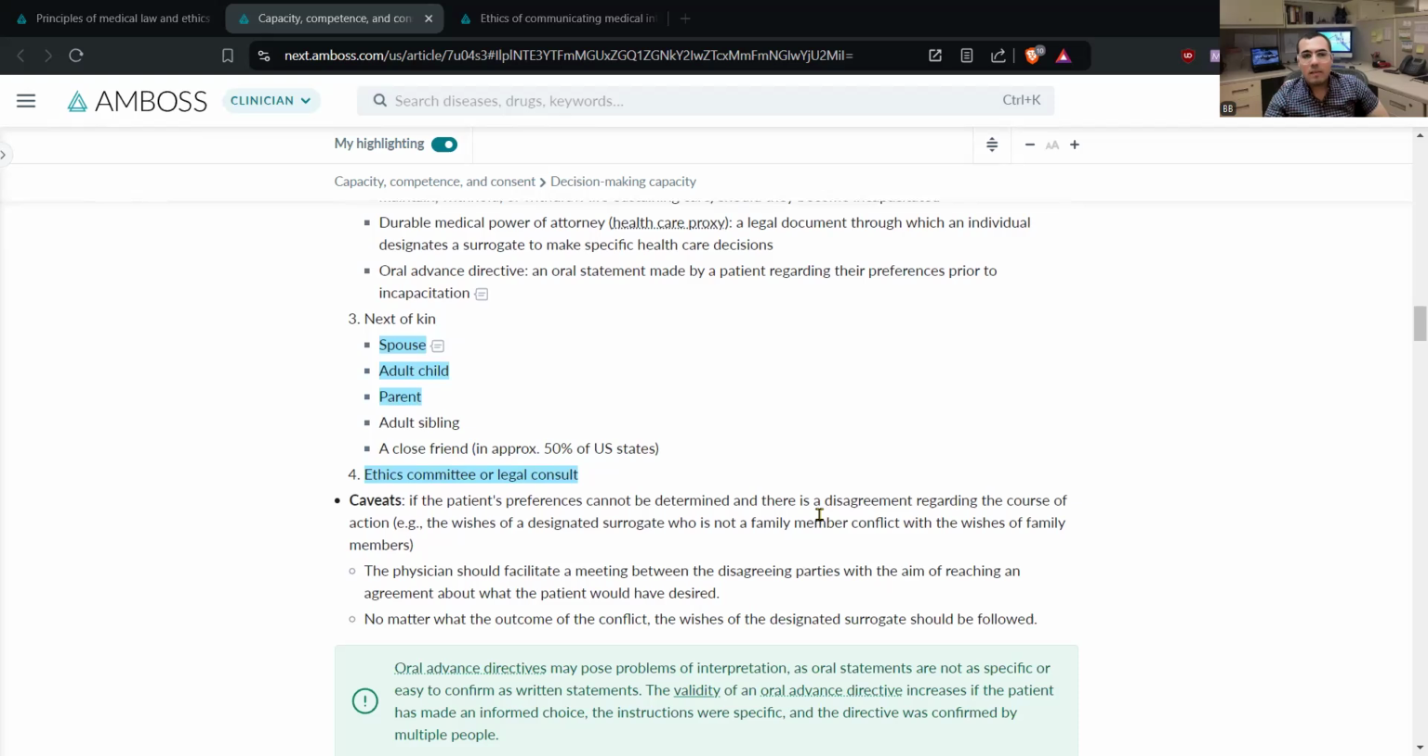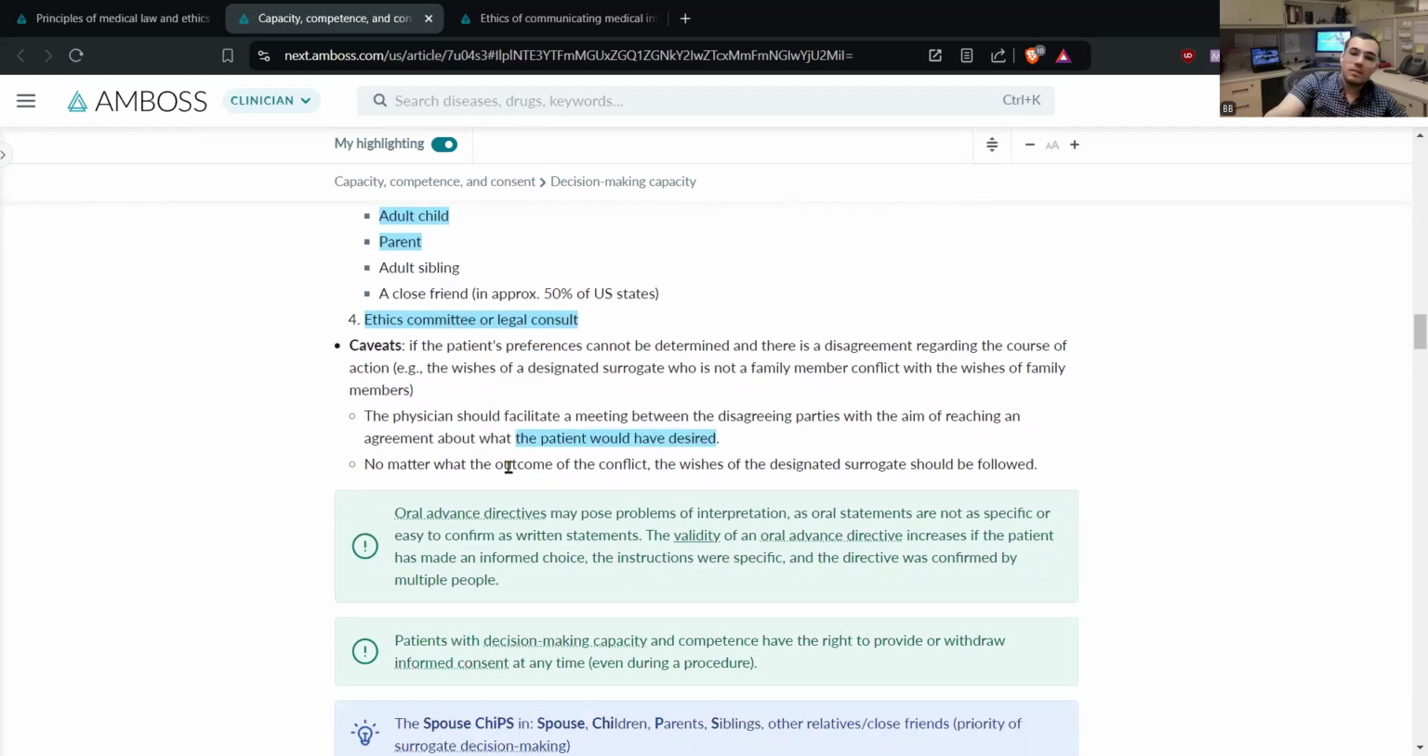Caveats. If the patient's preferences cannot be determined and there is a disagreement regarding the course of action, or the wishes of a designated surrogate who is not a family member conflict with the wishes of the family members, what should I do? The physician should sit with them all and facilitate a meeting between the disagreeing parties with the aim of reaching an agreement about what the patient would have desired. I can't stress how important this is because it usually would be the right answer.